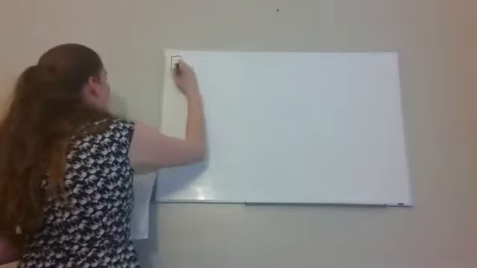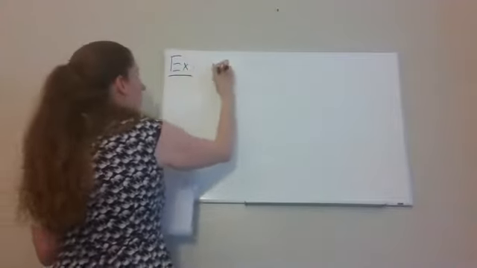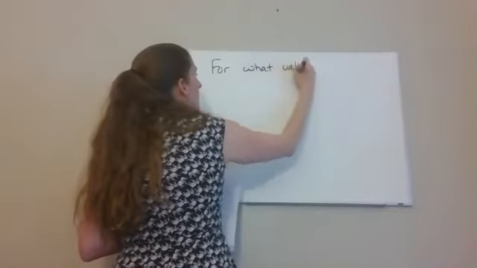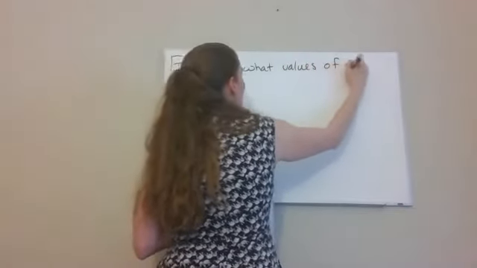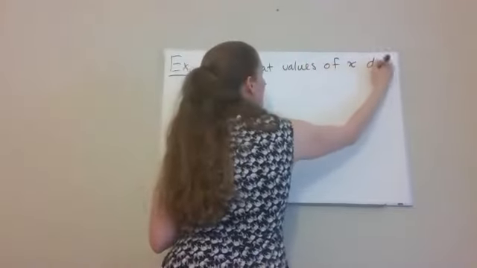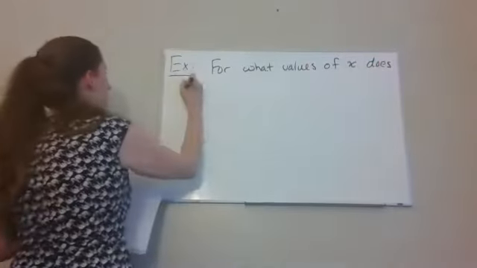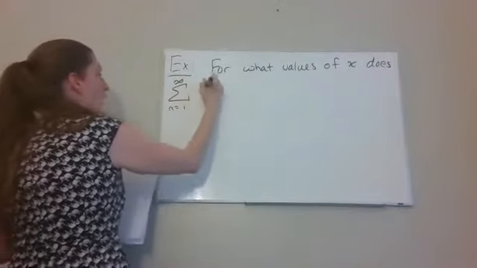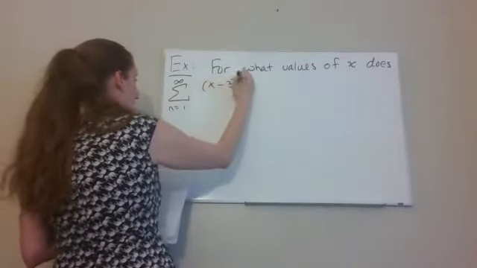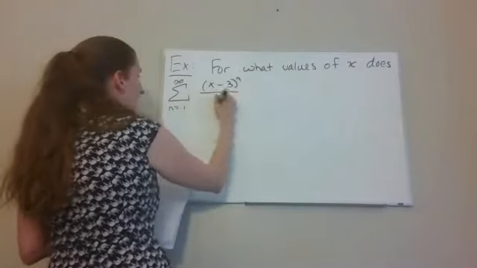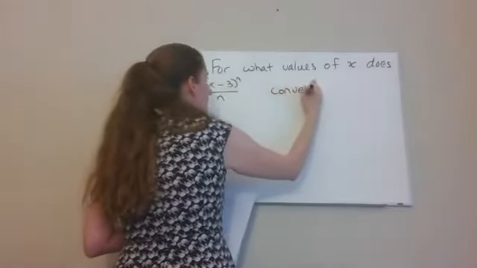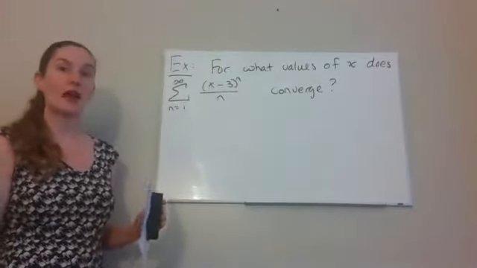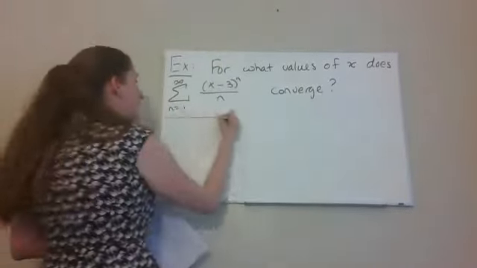So our next example: for what values of x does the series, the sum from 1 to infinity of (x minus 3)^n divided by n, converge? And again, we're going to use that ratio test for absolute convergence to figure this out.